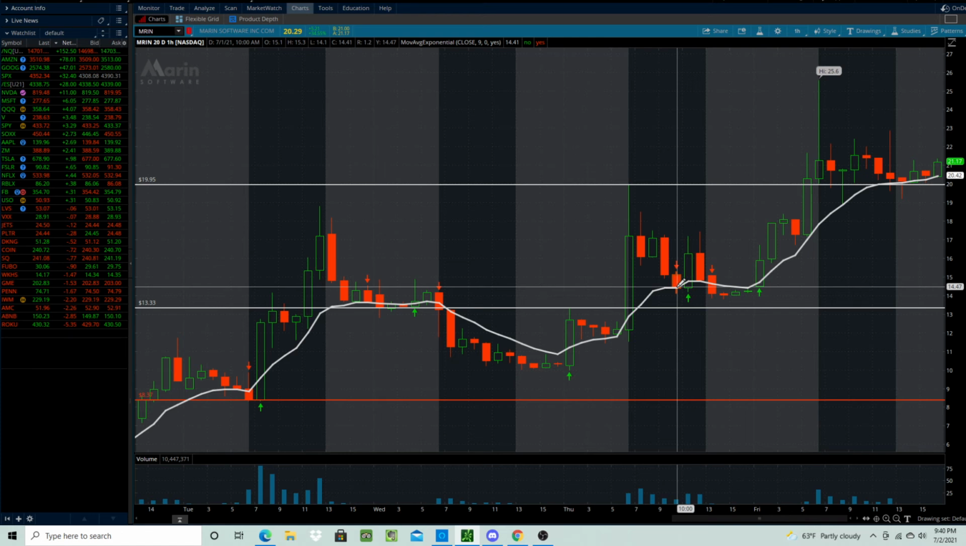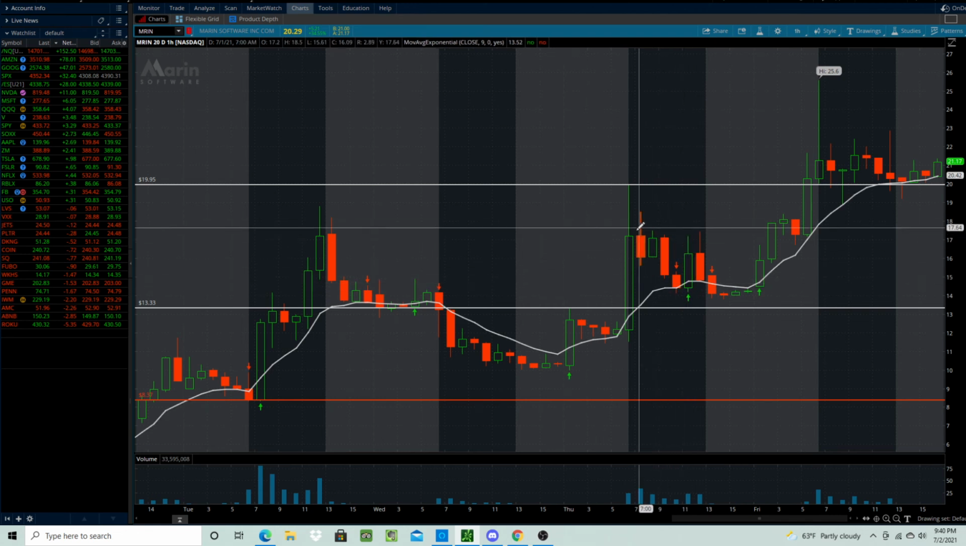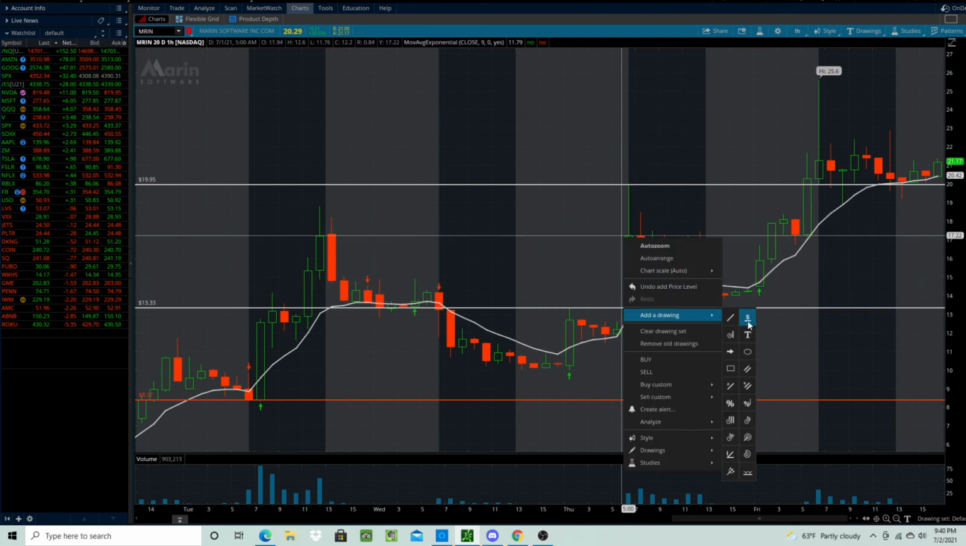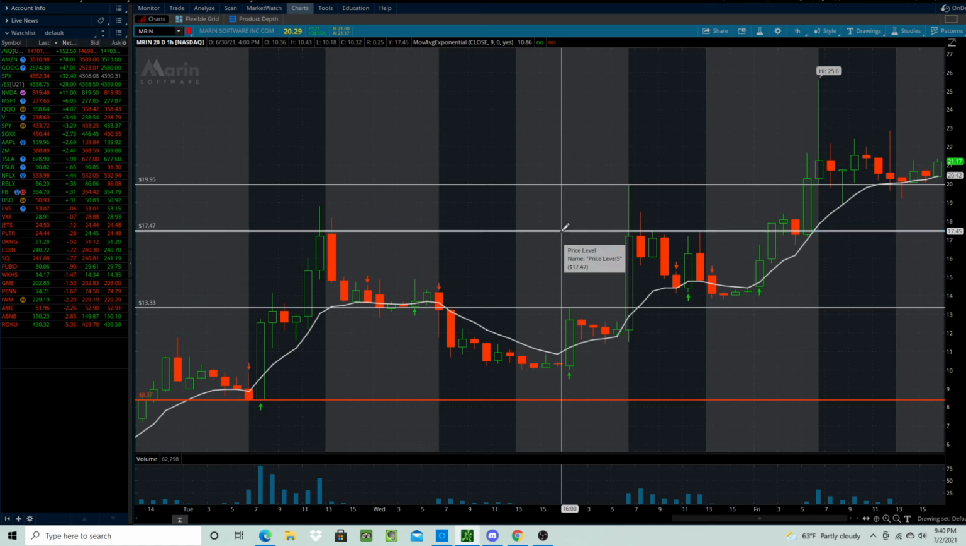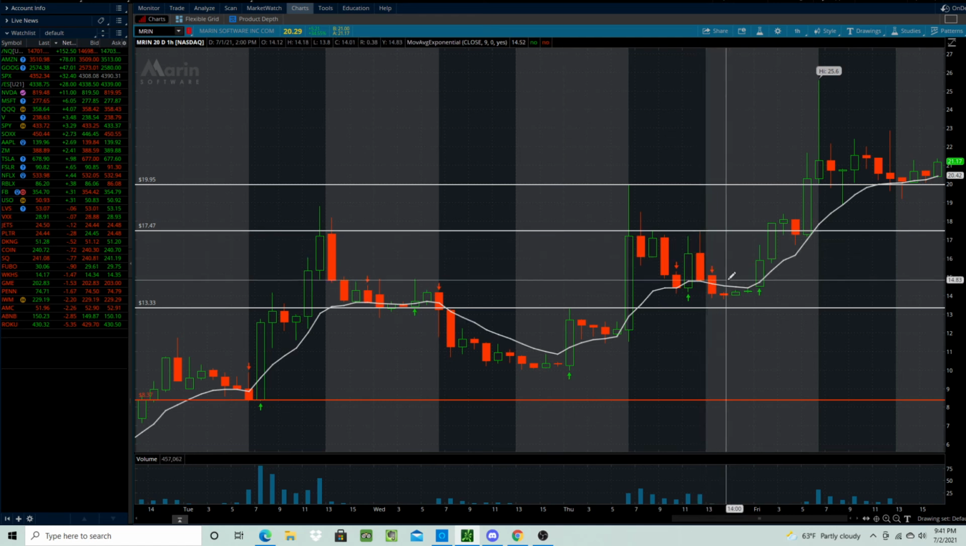Also on Thursday, after we closed below the 9 EMA, the preceding 1 hour candle here at 11 o'clock in the morning closed above the 9 EMA. You would set your trend line here. Trend line would be at $17.47. What we are looking for here is a confirmation of this break.